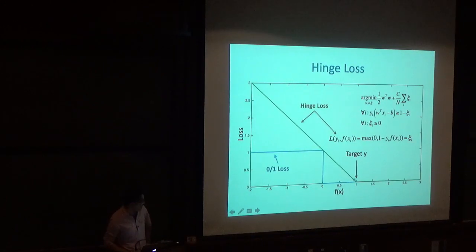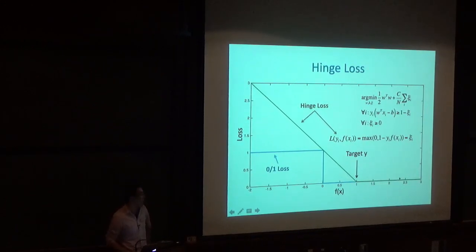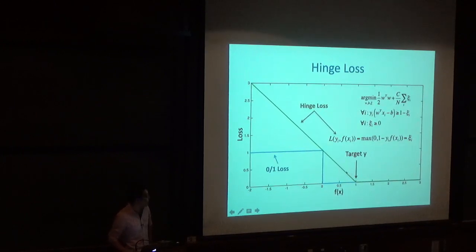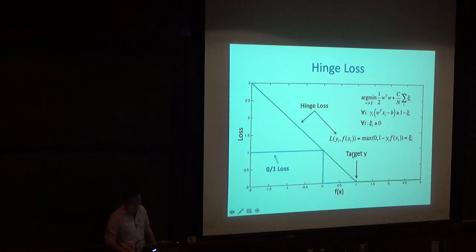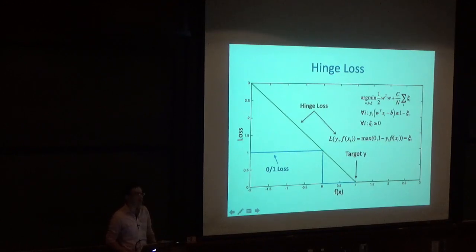If the linear function's score is at least 1, then we pay a loss of 0. And as the linear function score becomes less than 1, we pay a loss that increases linearly with how far the function score is from 1. And so we could write that out mathematically using this formula, which is the max of 0 and 1 minus y times f of x.